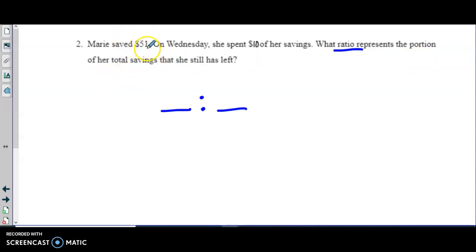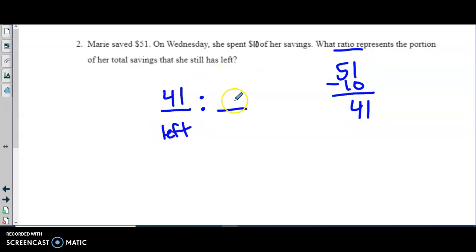Well, she started off with $51 and she spent 10 of it. So we got to take away the 10 that she spent, and she has 41 left. So she has 41 left, how much she has left, out of 51 total. And to figure out what goes where, you just kind of have to read the sentence. In this case, we're finding the ratio of the proportion of the savings she has left to her total savings.